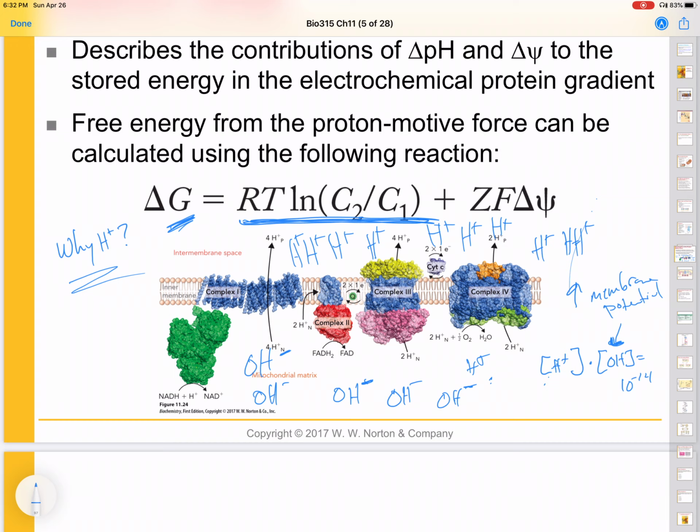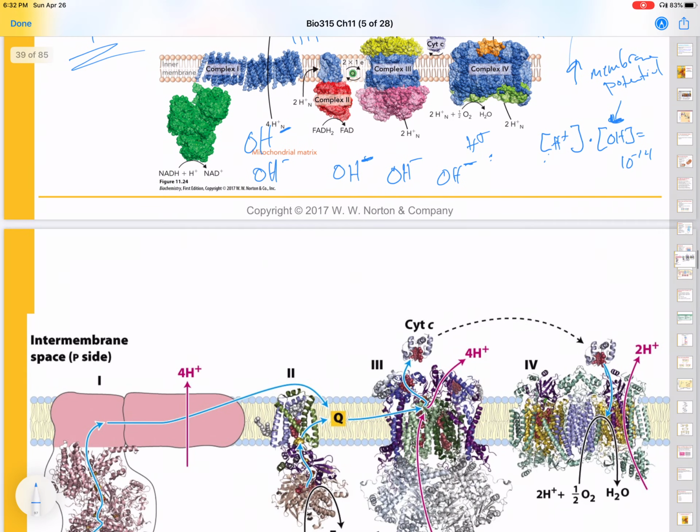And so this is shown here. This is an electrical constant, Faraday's constant, another constant. The psi here is the difference in the electrical charge. And so you're getting not only energy from the difference of concentration, but you're also getting electrical energy as well, which is adding to the delta G that allows you to make more ATP from that.